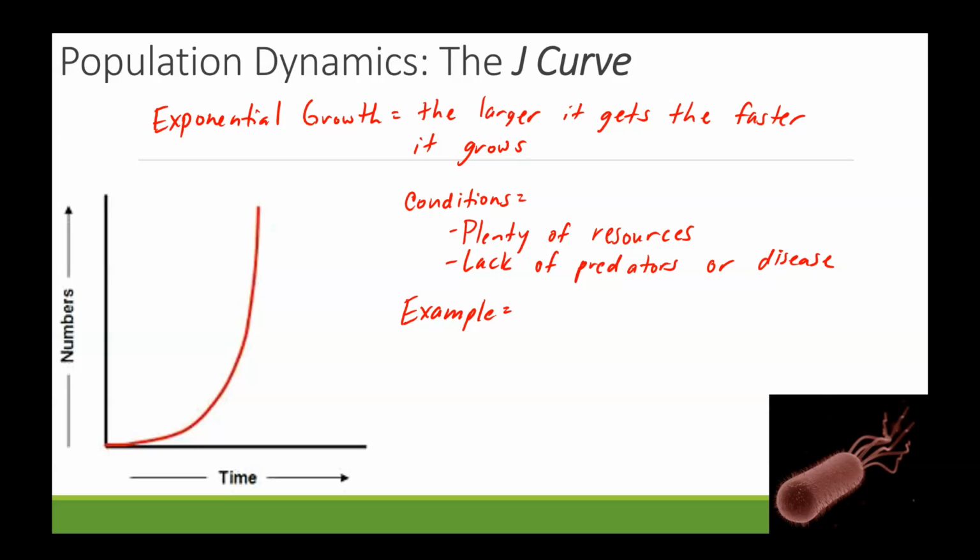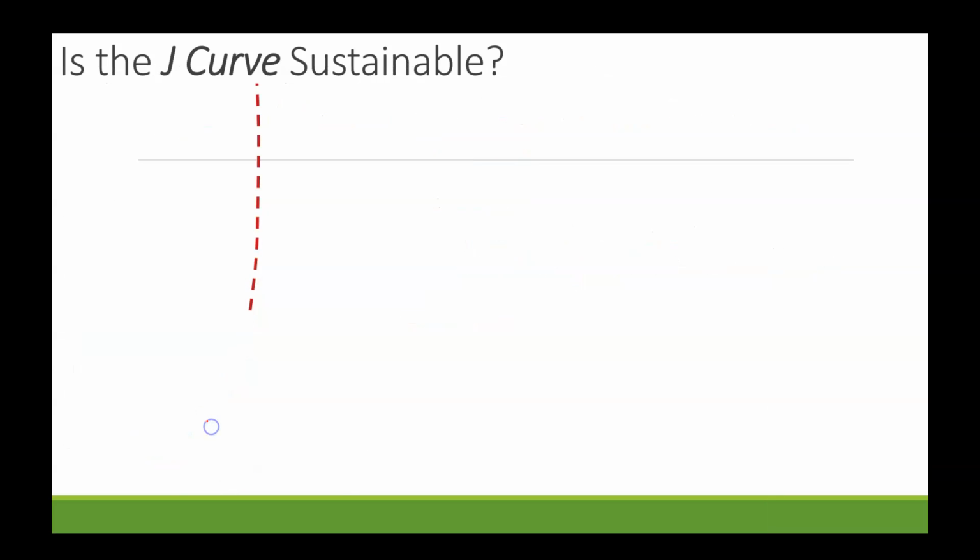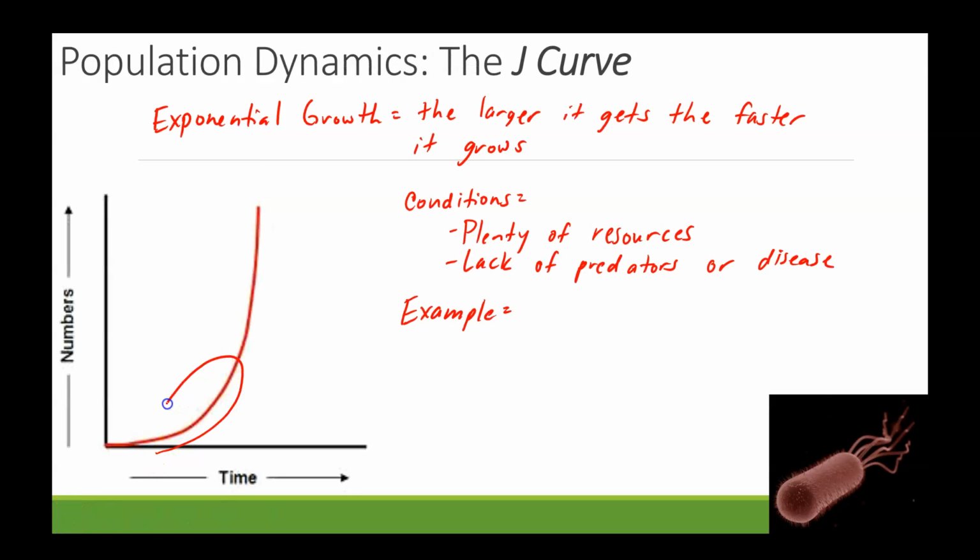So yes, this is going to be a curve that really is not logistical or realistic. Now, exponential growth does happen all the time, so you're going to see a trend like this, where we have an increase, right? That's naturally going to happen. The thing is, it's going to eventually level off, all right? The conditions for exponential growth would be plenty of resources and really a lack of predators or disease.